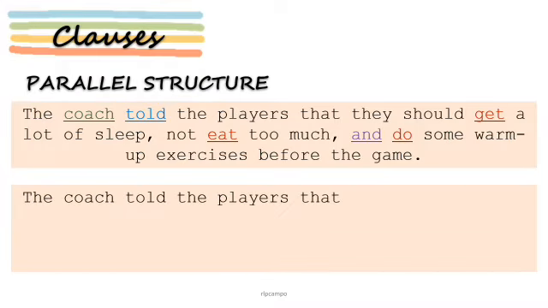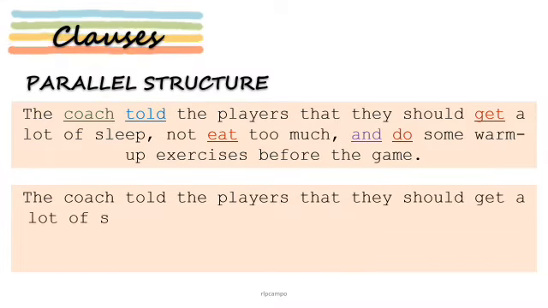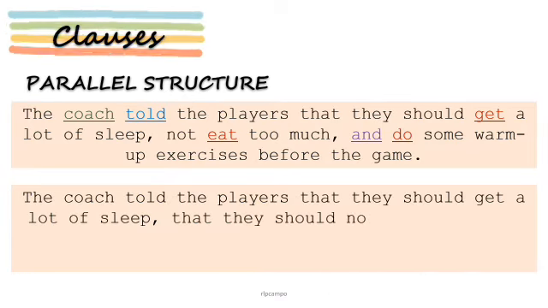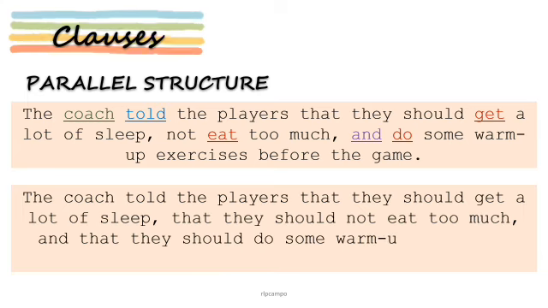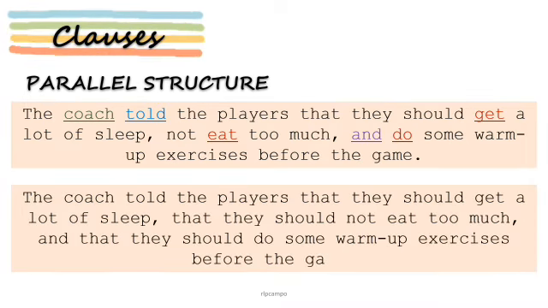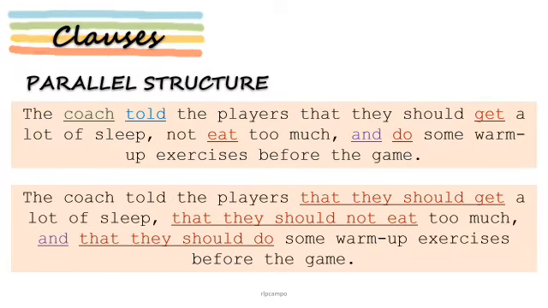Another way of writing this sentence is, the coach told the players that they should get a lot of sleep, that they should not eat too much, and that they should do some warm-up exercises before the game. Observe the changes in the words underlined with red.